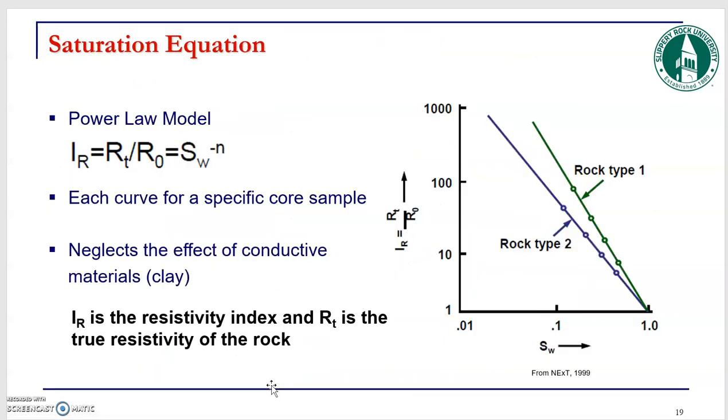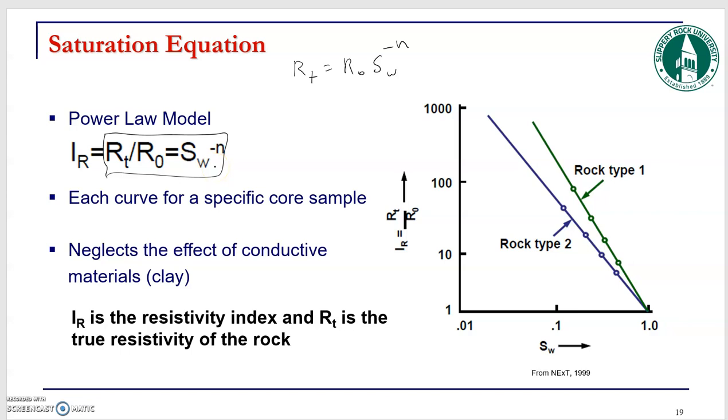All right, so we just mentioned this equation, right? This is the saturation equation again. That's the same equation we just talked about in the previous slide. RT is equal to RO multiplied by SW to the power of minus n. This is called the power law model, which relates your resistivities to the saturation.